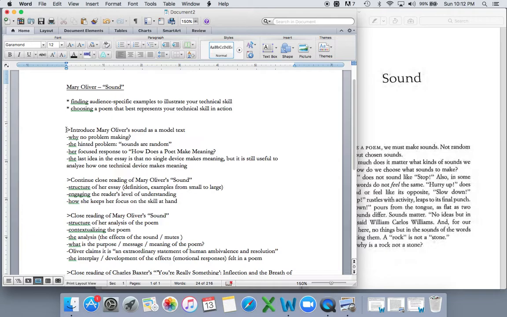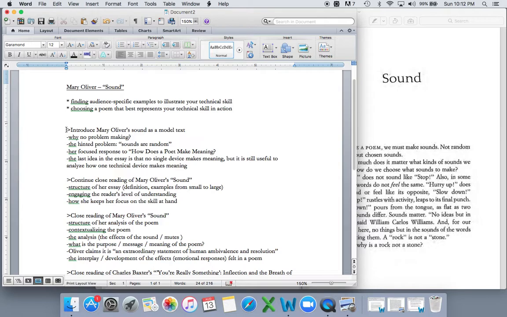That by model I don't mean copy or exact imitation. But she does a number of things in this essay that you are going to want to look at and ask yourself if it works for your essay, if it works for your audience in your rhetorical situation, to develop something much like the way she does.